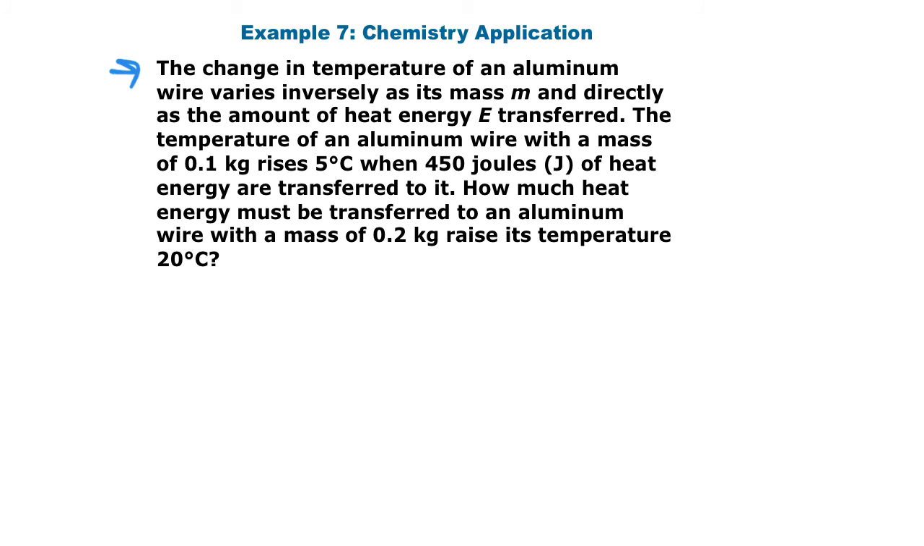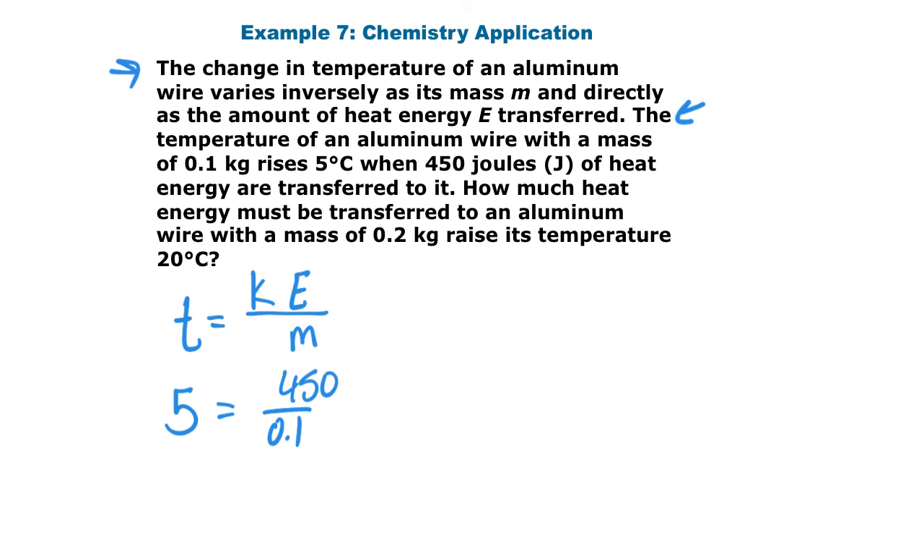The change in temperature of an aluminum wire varies inversely. So my temperature is going to vary inversely as its mass, m, so that's going to be in the denominator, and directly as the amount of heat energy, E, transferred. And I'm still going to have a k here, because that's still going to be my constant term that I have to figure out. My next sentence, starting right here, is going to give me some information I can use. The temperature of an aluminum wire with a mass of 0.1 kilograms, that's in the denominator, rises 5 degrees, that's my change in my temperature, when 450 joules of heat energy are transferred to it. So I can use all that information to solve for k.